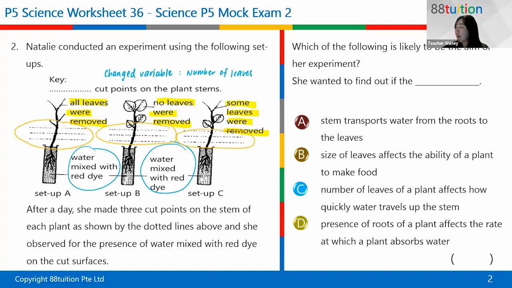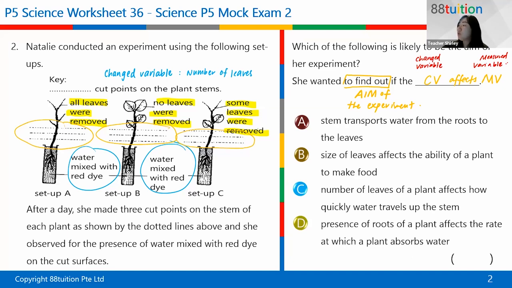She wanted to find out if... Now remember this one: when you see these 3 words, "to find out" is basically stating the aim of the experiment. So what does she want to find out? Usually the aim of the experiment is if the change variable affects the measured variable. Over here, CV actually means change variable. Here, MV is actually the measured variable.